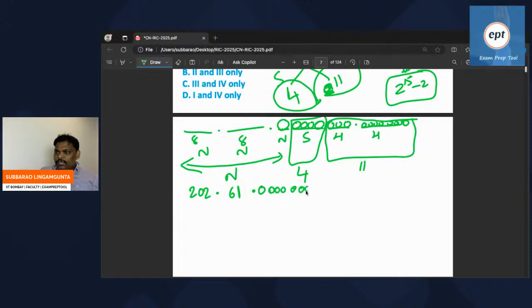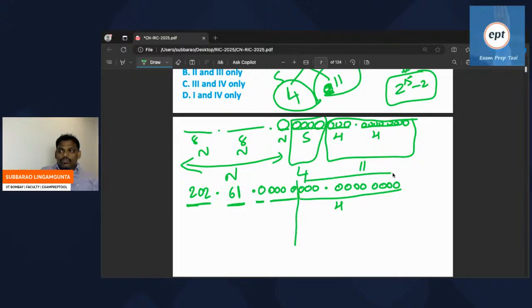8 zeros here. Dot, 8 zeros here. Observe clearly, otherwise it may create some trouble for you. Observe clearly. So this is the 20.61 network as it is written. One bit for the network, that is also okay. Remember, these 4 bits are for the subnet, and this entire thing is for the host purpose. So remember everyone, the host part.